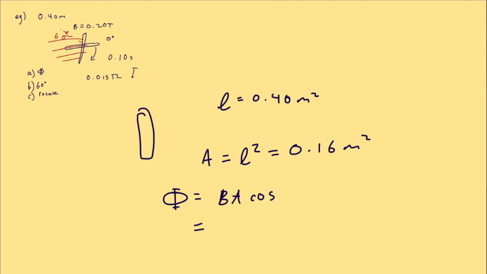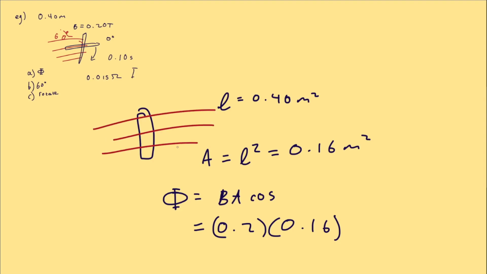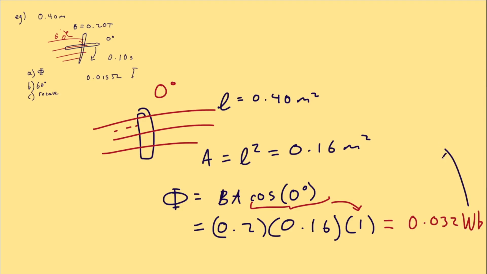That's why I found the area. Plug in our values. The strength of the magnetic field is 0.2. The area we just found is 0.16. And cosine of the angle. What angle is happening here? It's at 0 degrees because it's perpendicular. So there is no angle with the normal, which means it's maximum flux. We don't have to consider cosine because cosine of 0 degrees is simply 1. Now we can find our answer, which is 0.032 Webers. And Webers is simply the unit that we measure flux in.